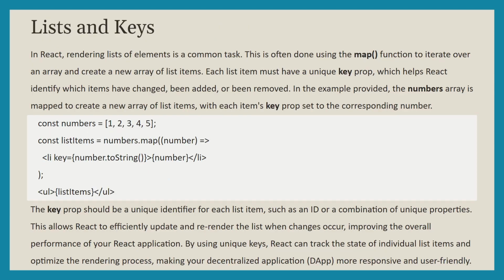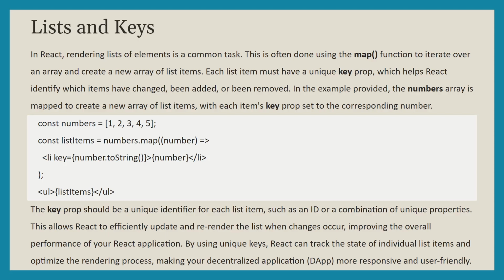Now let's talk about lists and keys. In React, rendering lists of elements is quite a common task. This is often done using the map function to iterate over an array and create a new array of list items. Each list item must have a unique key prop, which helps React identify which items have changed, been added, or been removed. In the example provided, the numbers array is mapped to create a new array of list items, with each item's key prop set to the corresponding number.